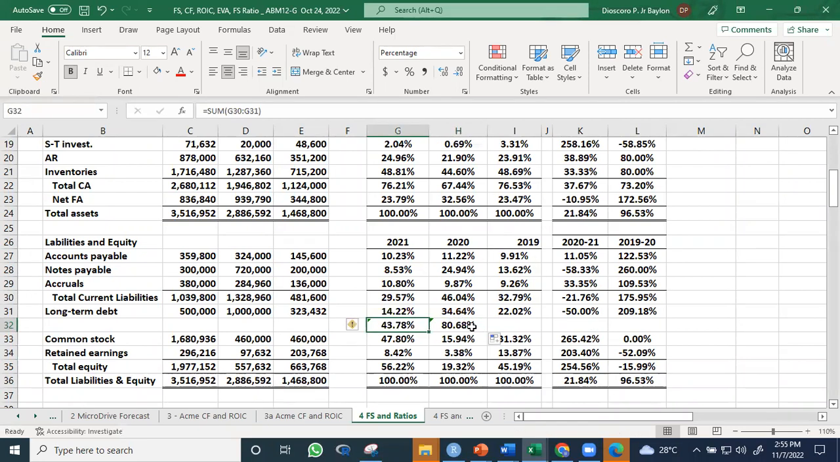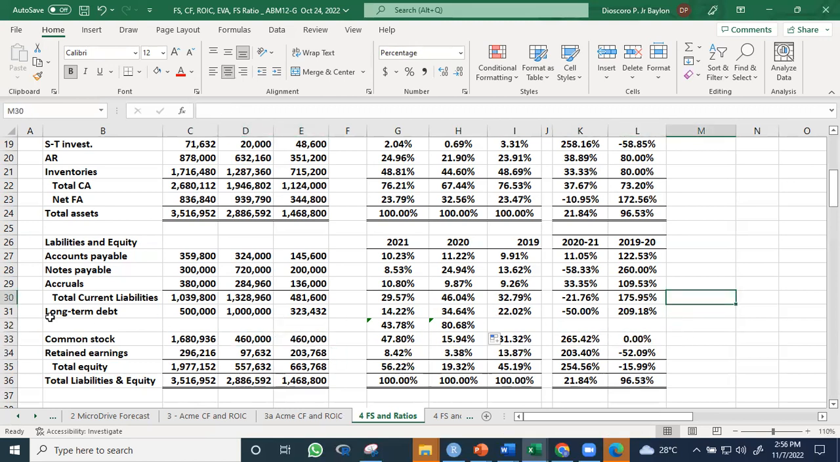But for 2021, there was a marked difference, because here equity ballooned to 56%, largely due to an infusion of capital from the shareholders. From 460 common stock, it became 1680. That accounts for the large increase. 265% increase in terms of common stock. So 2.67 times increase. All right. While between 2019 and 2020, there was no increase.